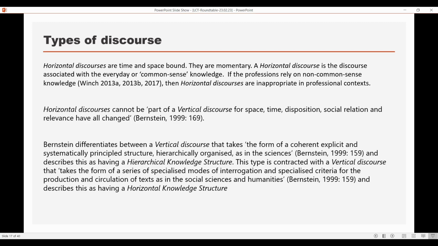And that's where I drew on some of Basil Bernstein's work, particularly his work about discourse and the types of ways that knowledge is structured. Basil Bernstein differentiated between two forms, a horizontal form, which is time and space bound. So remember where we started, clock time, physical space, or entanglements. Bernstein says horizontal discourses are time and space bound, they're momentary, often associated with everyday or common sense knowledge, sometimes associated with craft knowledge. And again, we can perhaps have a discussion about that later on. So it goes back to Carl's question.